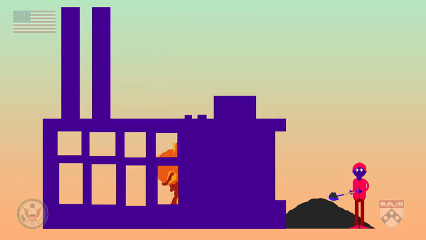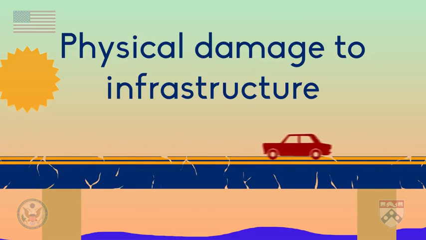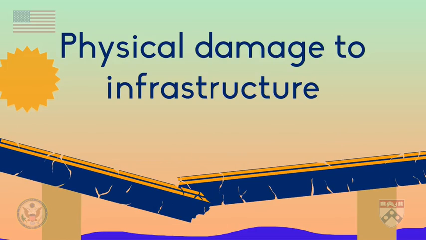Other negative impacts of excessive heat can include physical damage to infrastructure, such as roads, bridges, and railways. This damage is caused by metals and other materials melting because they are exposed to the hot sun and can be especially dangerous to people traveling by cars and on trains and buses.